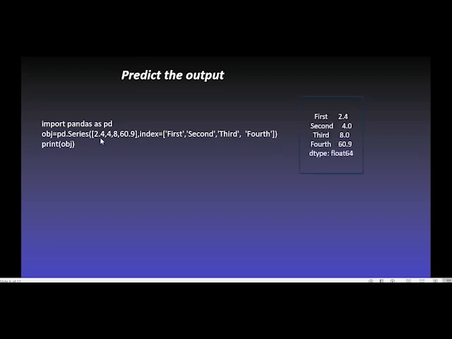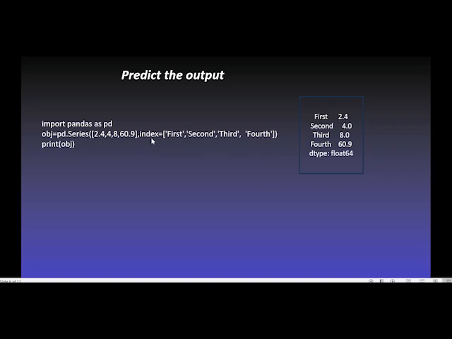Yes, this is the data, that is 2.4, 4, 8, 60.9. Here you can see in our code the second value is 4, but in the output you can see it is 4.0. So if any one of the values is decimal, then all the values will be decimals by default. That will be float64. The data type will be float64.